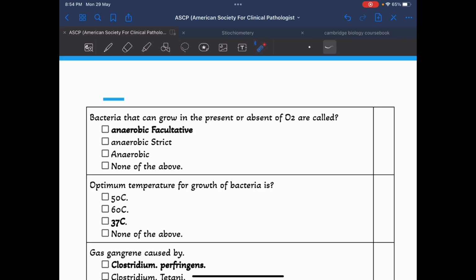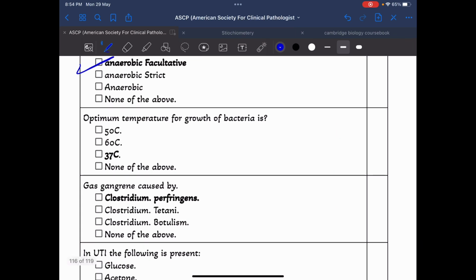Bacteria that can grow in the presence or absence of oxygen are called anaerobic, facultative, strict anaerobic, none of the above. Strict anaerobes grow only in the absence of oxygen. So if bacteria grow in the presence or absence of oxygen, they are called facultative anaerobes. So the correct answer is facultative anaerobes.